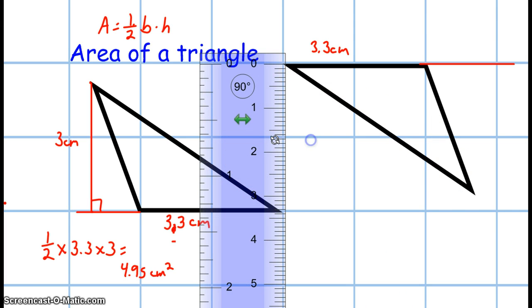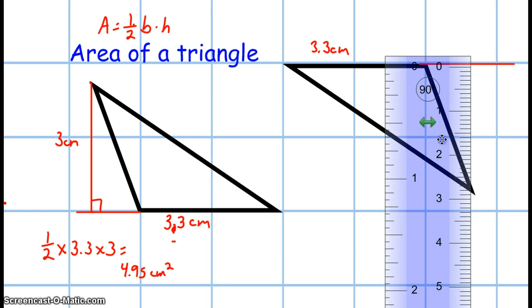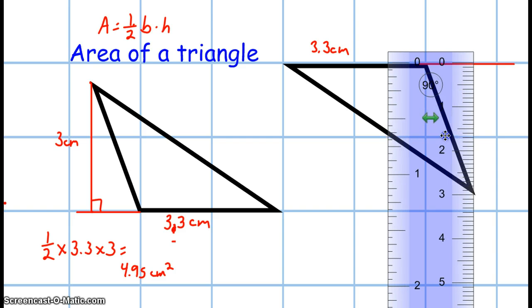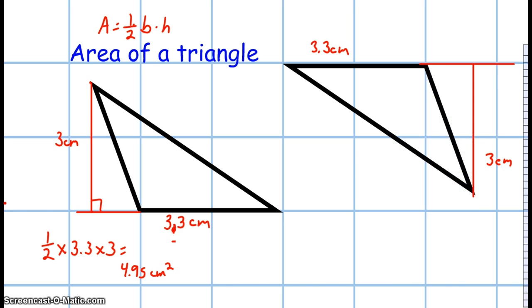Bring this over. And we're going to be measuring from here to here. And we're going to call that 3 centimeters. We'll move the ruler. I'm going to move the ruler off the screen here. And as you can see, we have created a right angle. We've drawn a perpendicular line and created a right angle.